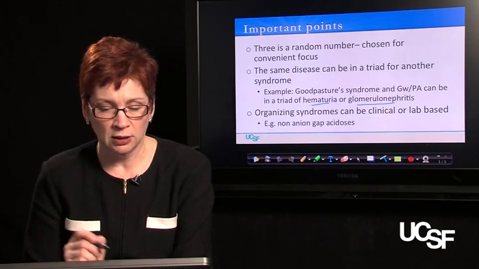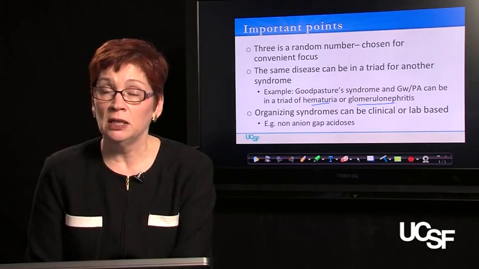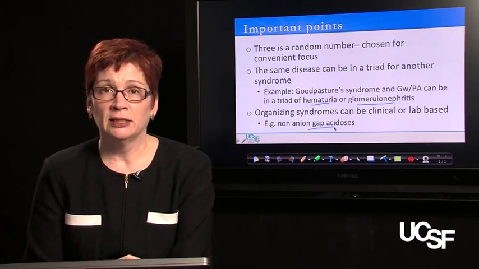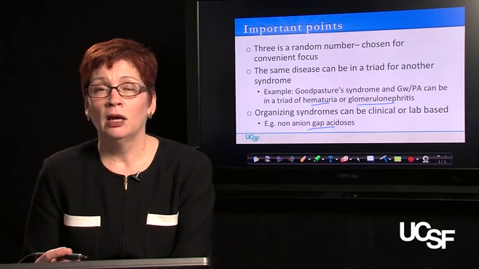And the third thing I want to emphasize is that the organizing syndromes can be either clinically based, hemoptysis or hematuria, or lab-based. So for instance, you can do a compare and contrast diagnostic triad for the non-gap acidoses, just like you might be able to do a compare and contrast triad for anemias or for liver function abnormalities.